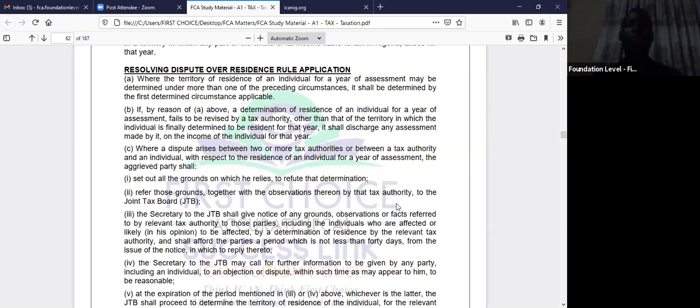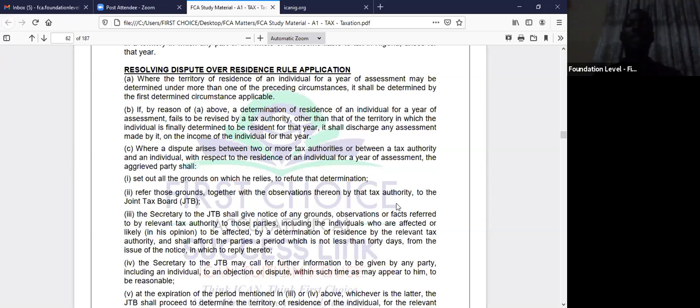So, resolving disputes over residence rule application. Where the territory of residence of an individual for a year of assessment may be determined under more than one of the preceding circumstances, it shall be determined by the first determined circumstance applicable. Now, what does it mean?